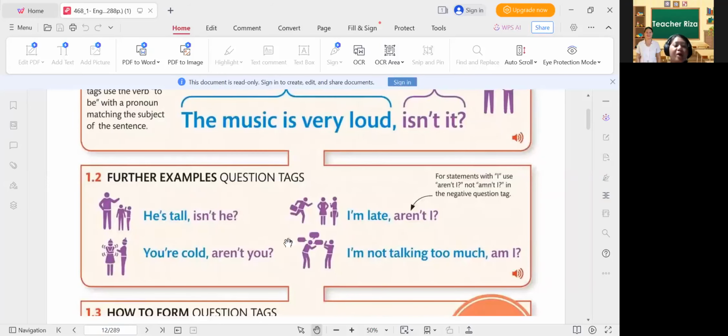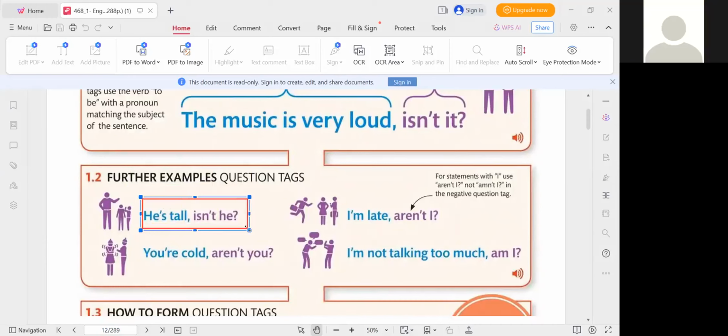Okay, so we have here 1.2, further examples. Again, we have further examples about question tags. Please read the first sentence, this one. Okay, he's tall, isn't he? What is the statement? Okay, how about the question tag? Okay, very good.